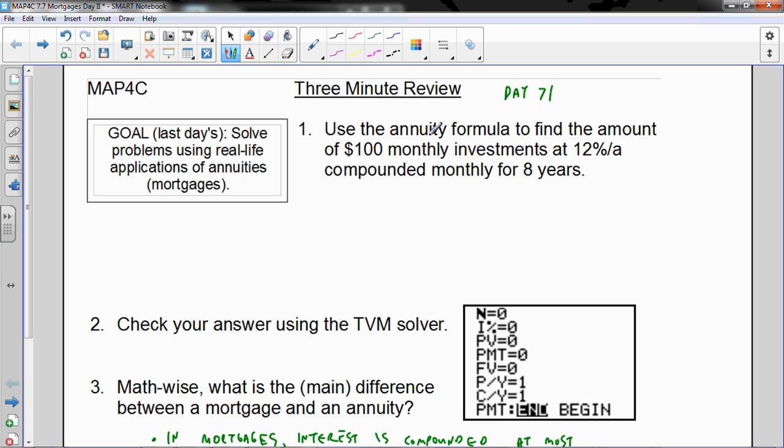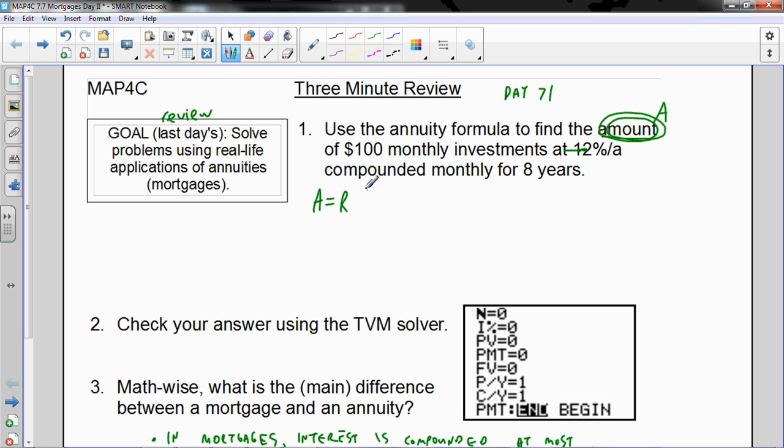So this is a review question. This is probably review from other days, and that's okay. Use an annuity formula to find the amount. Keyword there, amount. That means at the end. That means A we're using, of $100 investments at 12%, which gives us all the details.